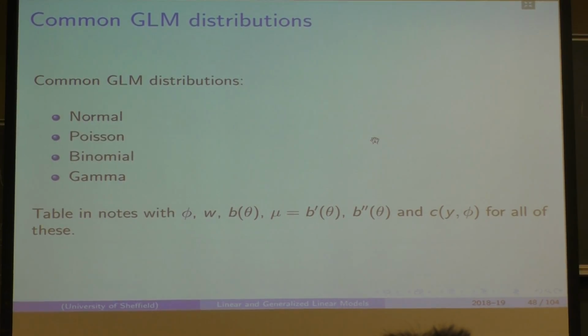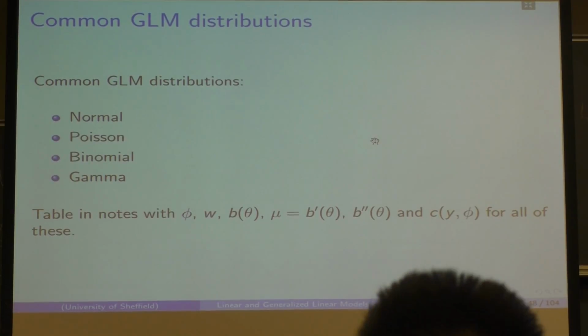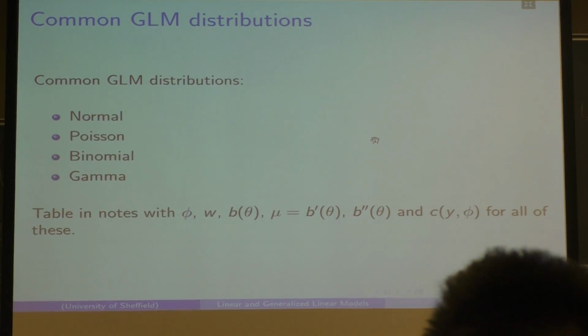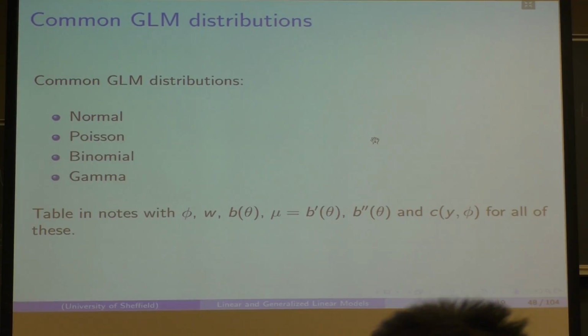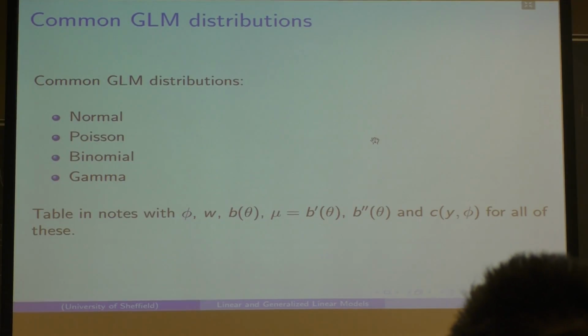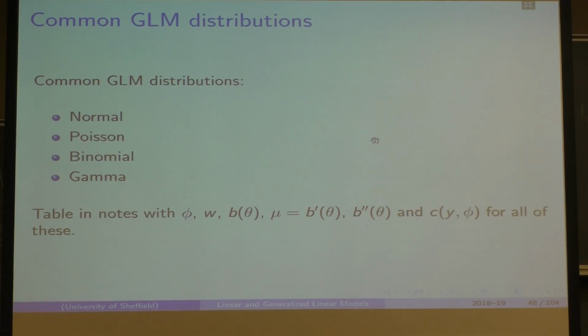We can also use the gamma distribution. And in principle, we can use the normal distribution as well. As I'll say in a minute, for the normal distribution, essentially we're saying that the original normal linear model that we had in the first couple of parts of the course can be written as a generalized linear model.